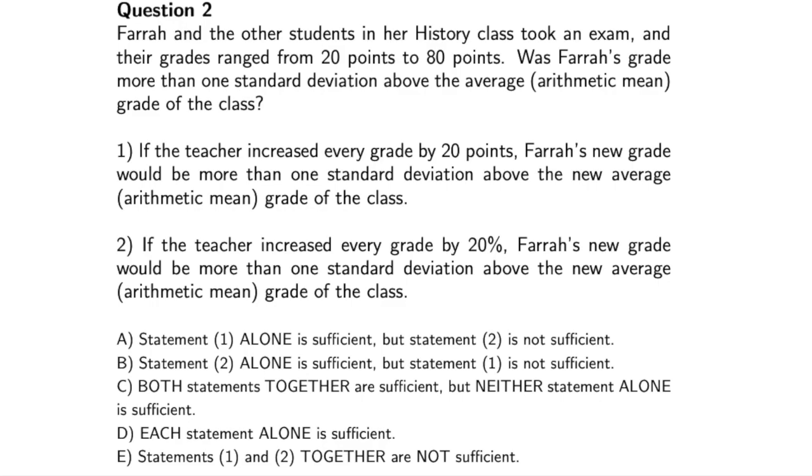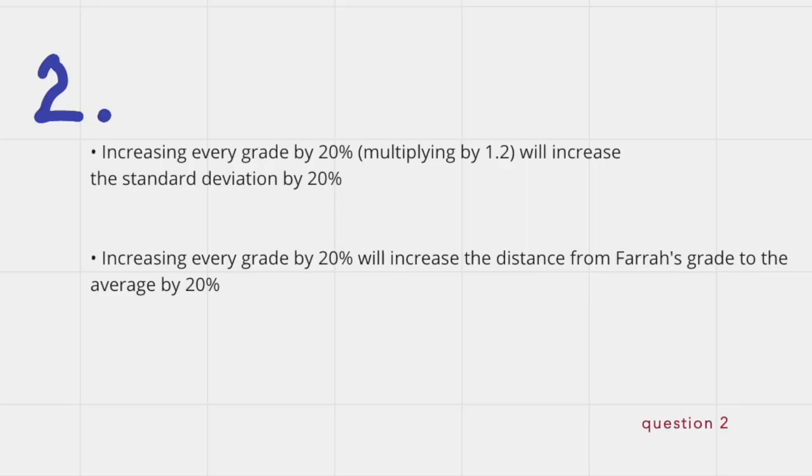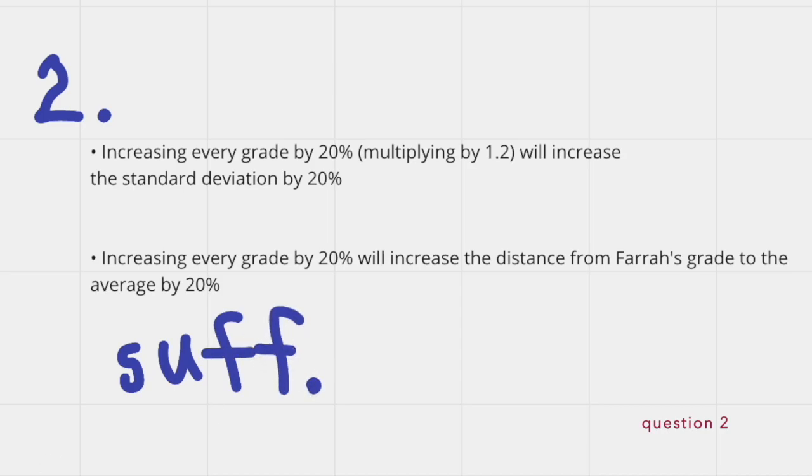So here we're multiplying rather than adding. And when you multiply, you stretch distances out, or shrink them if you multiply by something less than 1. So in statement 2, after the grades are increased, the standard deviation will increase by 20% also. But so will the distance separating Farah's grade from the average grade. All of the distances will scale upwards by a factor of 1.2. So if she's more than one standard deviation above average after doing that scaling, she would have been more than one standard deviation above average before scaling the grades in that way, and statement 2 is also sufficient, so the answer is D.